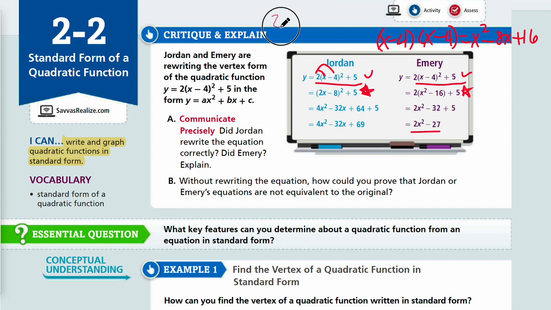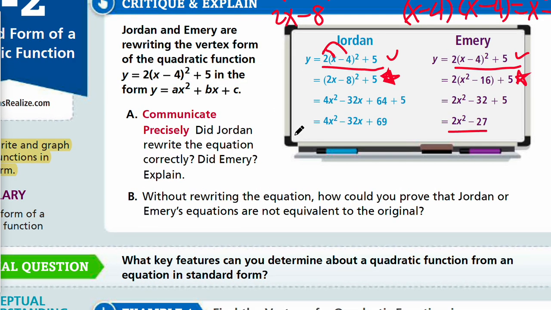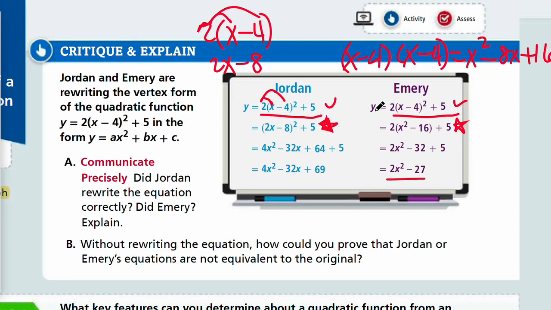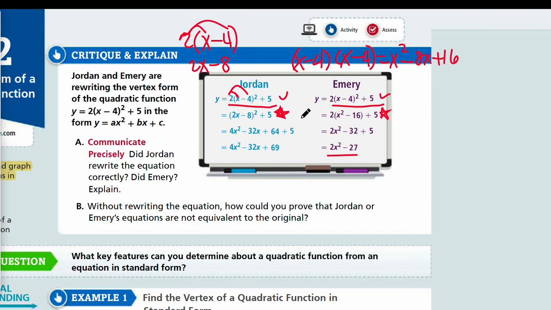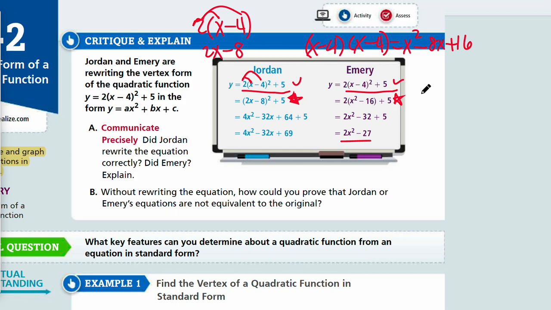Look at Jordan. If it were 2 times x minus 4 without the square, yes, you could distribute it and say 2x minus 8 would be the same thing, but you can't just ignore the square. You have to solve the square first and then multiply by 2. You can't just ignore the order of operations. So neither Jordan nor Emery is correct, because they didn't follow the rules of the operations. The second step is wrong.